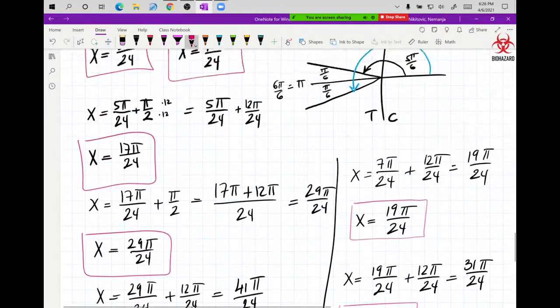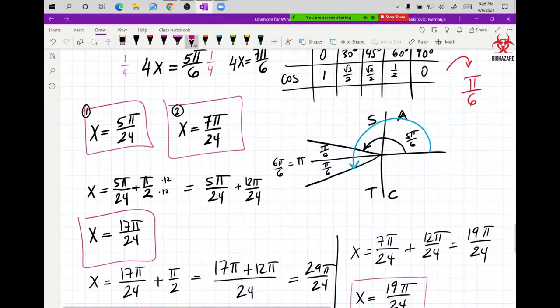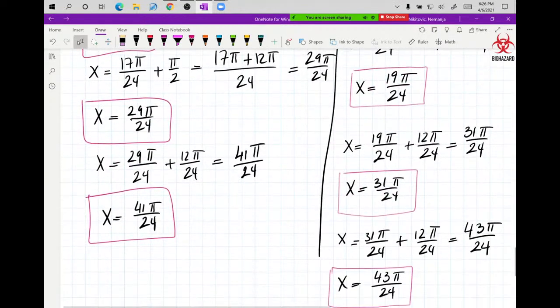So there they are, all 8 solutions. We anticipated 8 solutions. We got 8 solutions. And then we move on with our life.